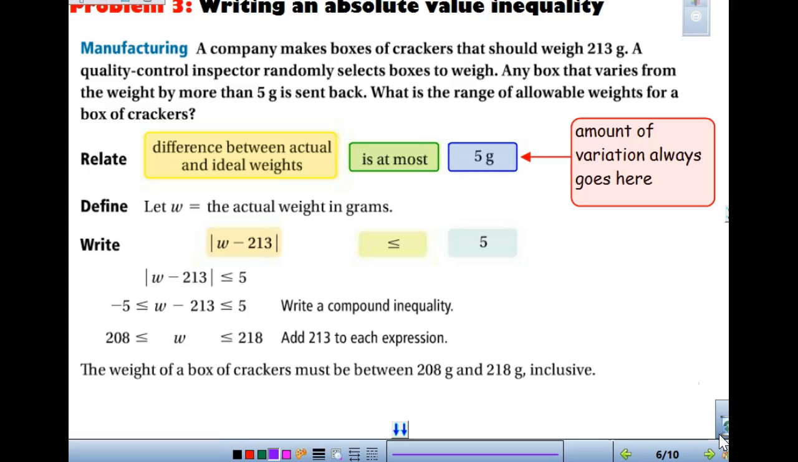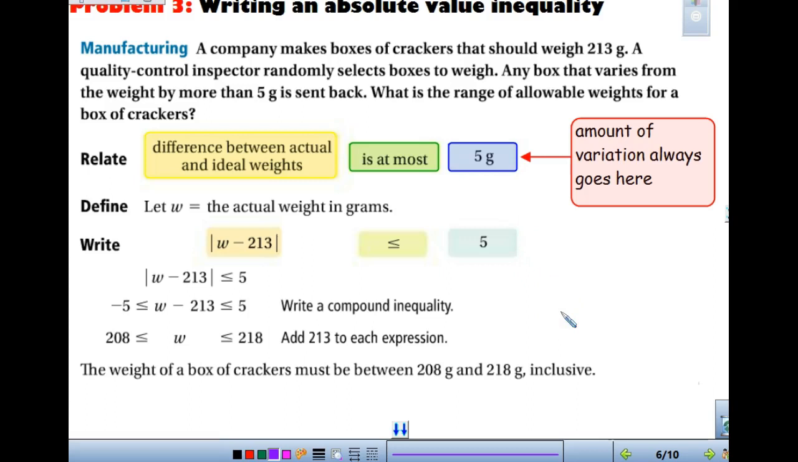A company makes boxes of crackers that weigh 213 grams. A quality control inspector randomly selects boxes. Any box that varies from the weight by more than 5 grams is sent back. What is the range of allowable weight for a box of crackers? And I will have someone say to me, Mrs. Thompson, I can do this totally without this absolute value.